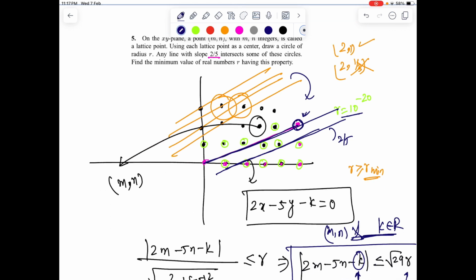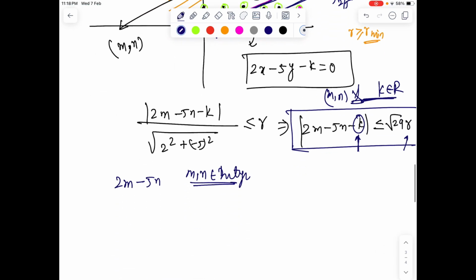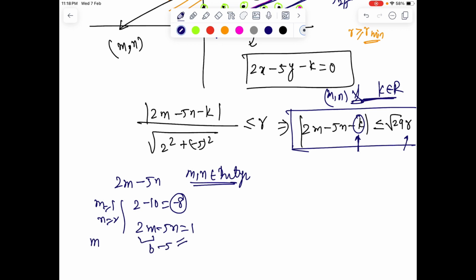For the sake of simplicity, of course, I'm drawing in the first quadrant, because the lattice distribution is uniform, so it doesn't matter. So 2m minus 5n: if m is 1 and n is 2, we get 2 minus 10, which is minus 8. So yes, this can give a value of minus 8. Can we get any value? Let's say, can we get a value of 1? Let's give it a try.